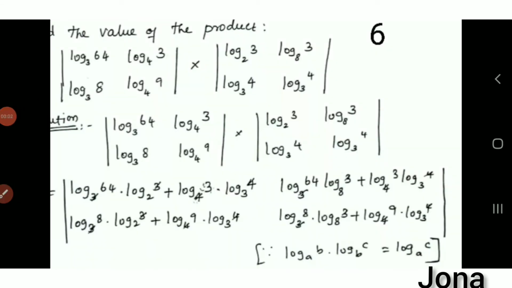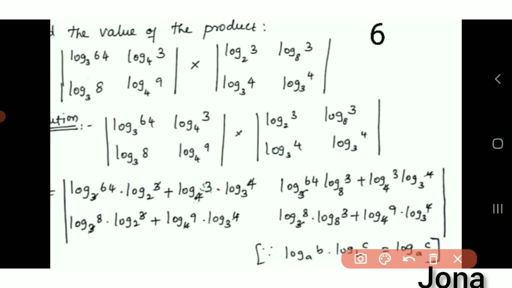Sixth problem. The value of the product is the determinant of the matrix with entries log 64 base 3, log 3 base 4, log 8 base 3, log 9 base 4, multiplied by the matrix with entries log 3 base 2, log 3 base 8, log 4 base 3, log 4 base 3. We want to find the value of the product there.